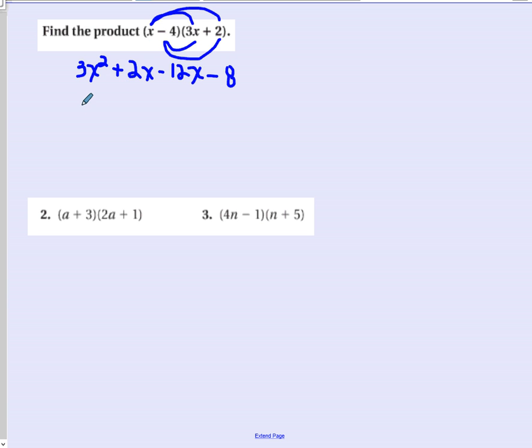So then I'm going to combine my like terms. 3x squared can't be combined with anything, so that's going to be by itself. 2x minus 12x is negative 10x. And then negative 8 can't be combined with anything, so it'd just be minus 8. And this would be my answer.